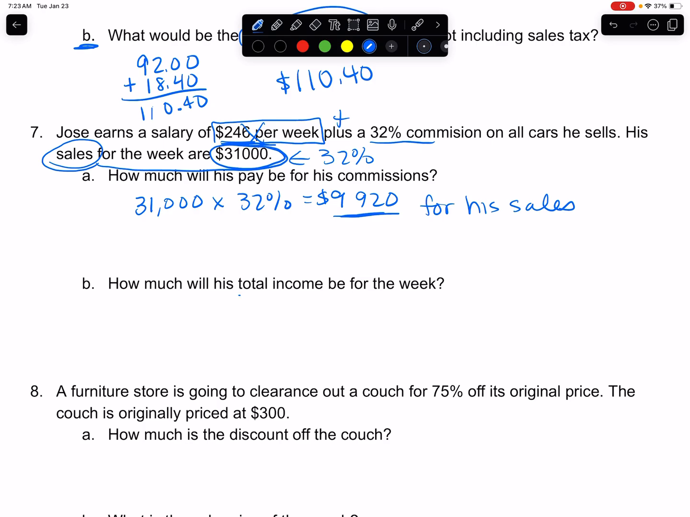But the second question is asking about his total income. So this is where we talk about this much. It's still the same as your waitresses. They make a very little amount hourly, but their tips increase it. So we're going to take his $246, which is fairly decent money, I guess, and you add the $9,920 to it, and that is how much he makes for the week. So that would be, I'm using my calculator because why not? It's available. This is what he makes.